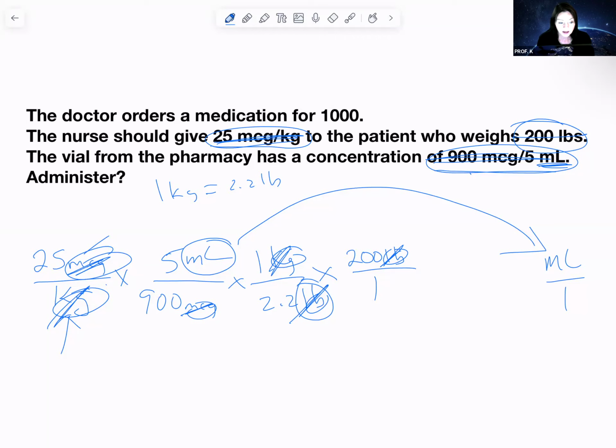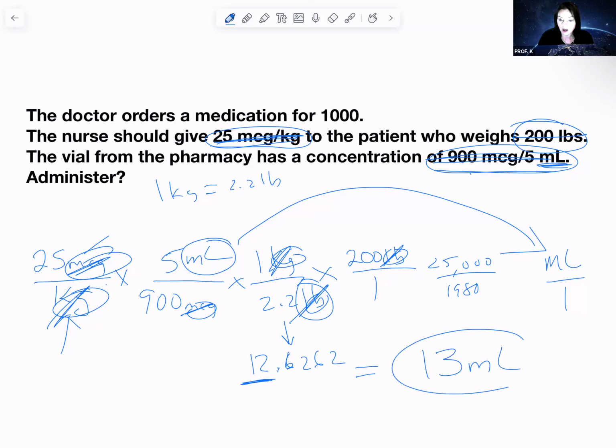So when I do the math, 25 times 5 times 200, it gives me 25,000, and then 900 times 2.2 is 1980. And when I divide that, it gives me 12.6262, and it keeps going. So anything 10 and up, I round to the whole number. I look to the number to the right, it's 6. That means it's higher than 5. So 6 and up, I round up. So the answer is 13 milliliters. Boom, 2-factor done.